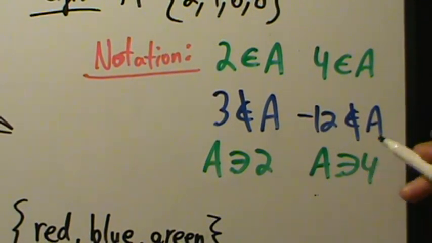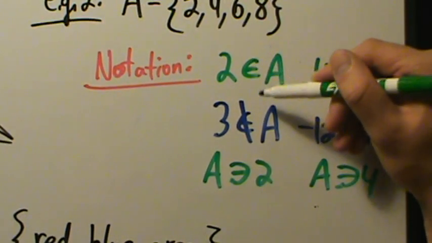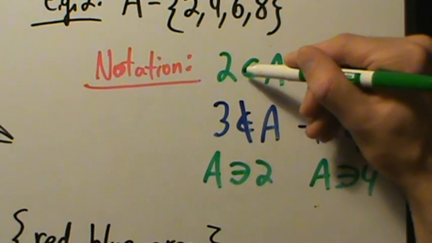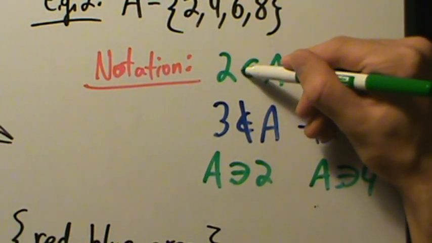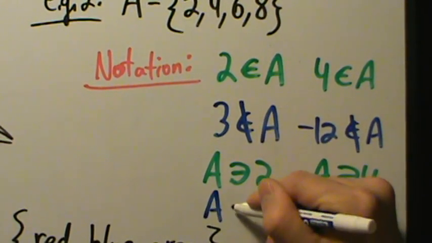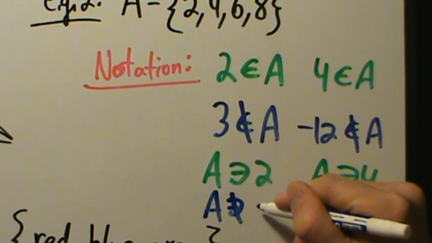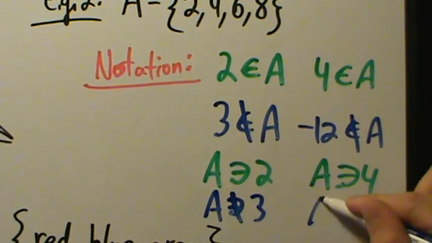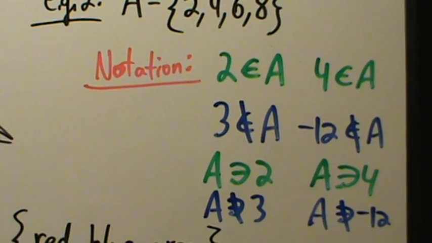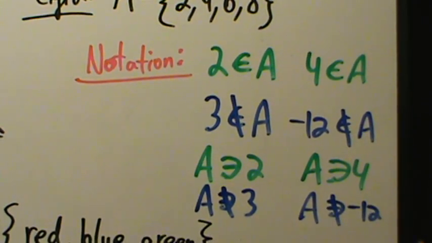So make sure that the business end of a fork, the prongs of the fork, have to point towards the set, and this part here has to point towards the member, the element, or the number, whatever. And of course we could also have this one going the other way. So we could say A does not contain 3, and we could say A does not contain negative 12. So just be careful about that.